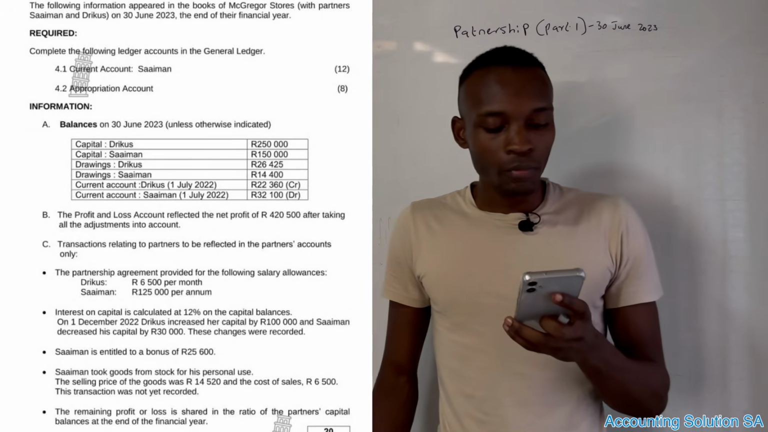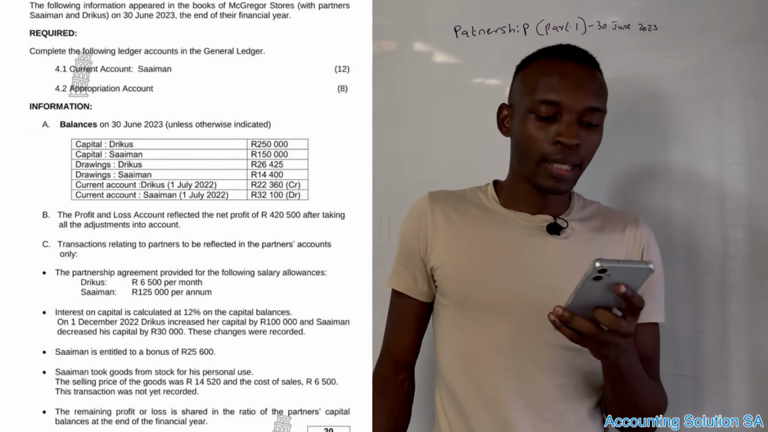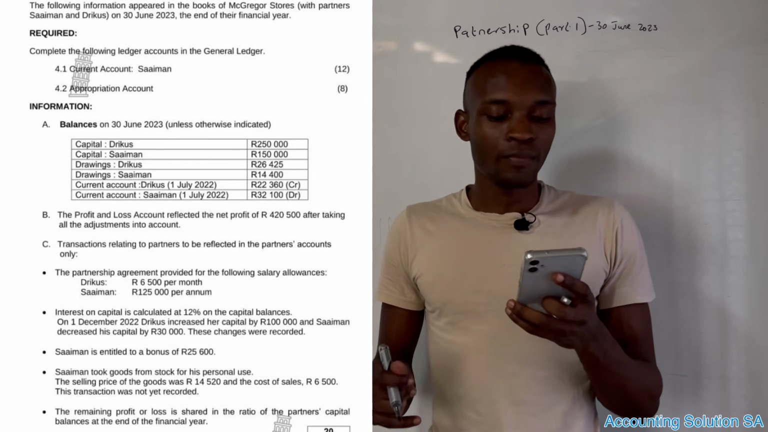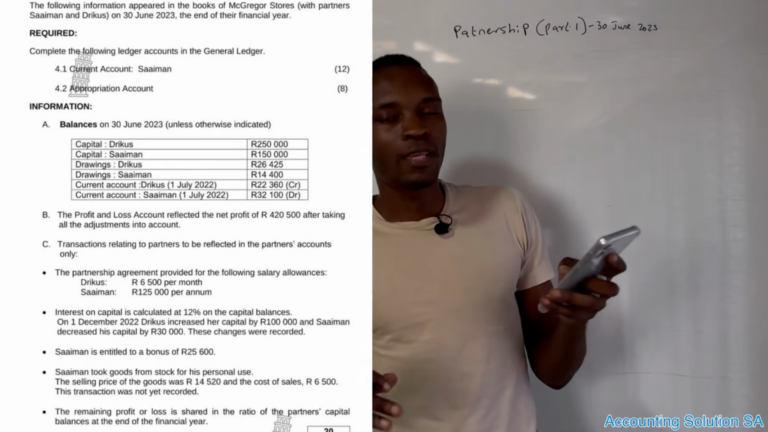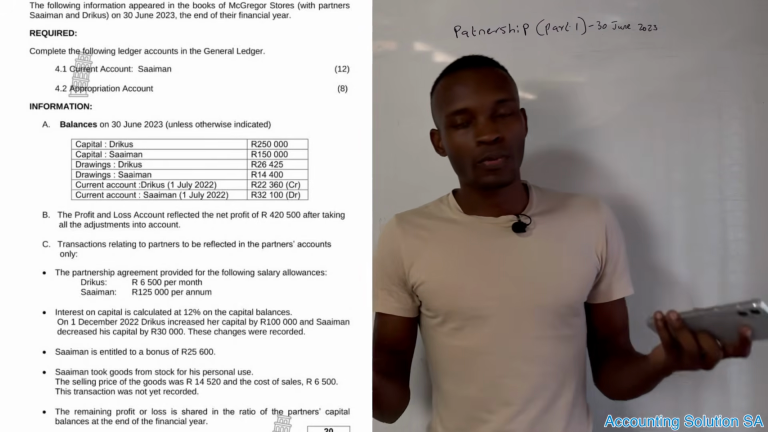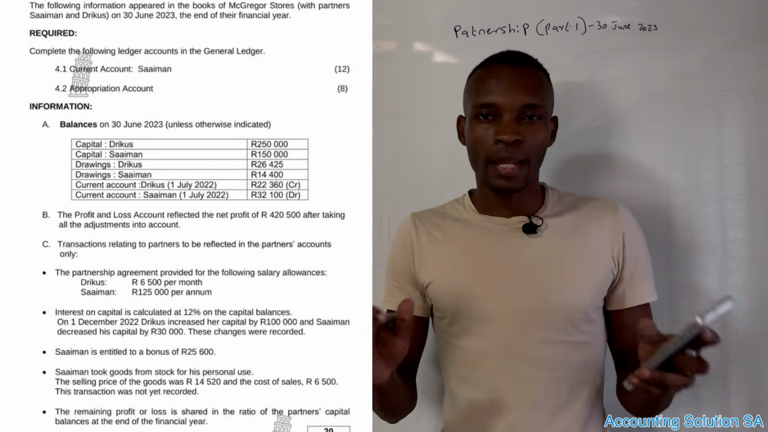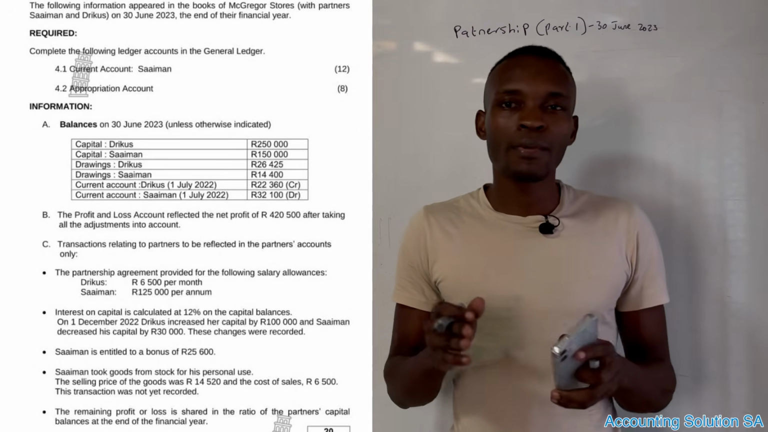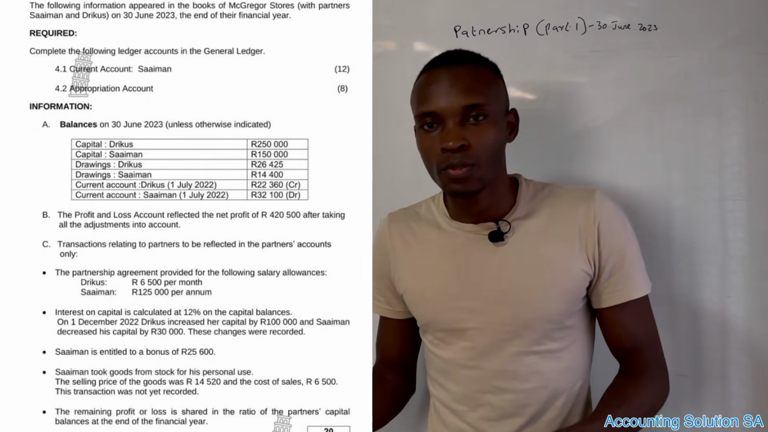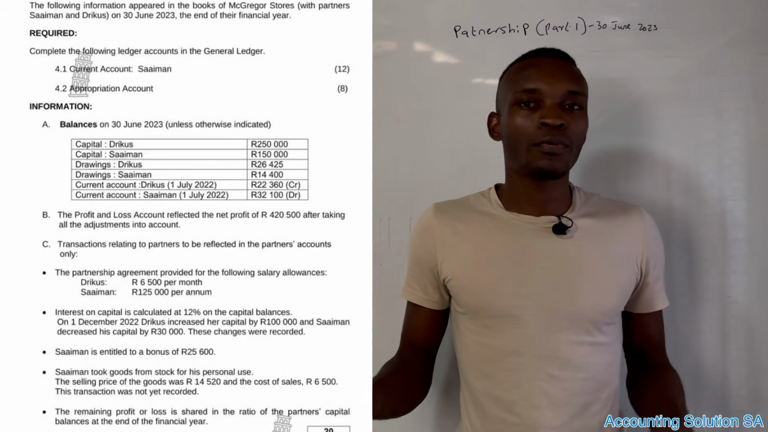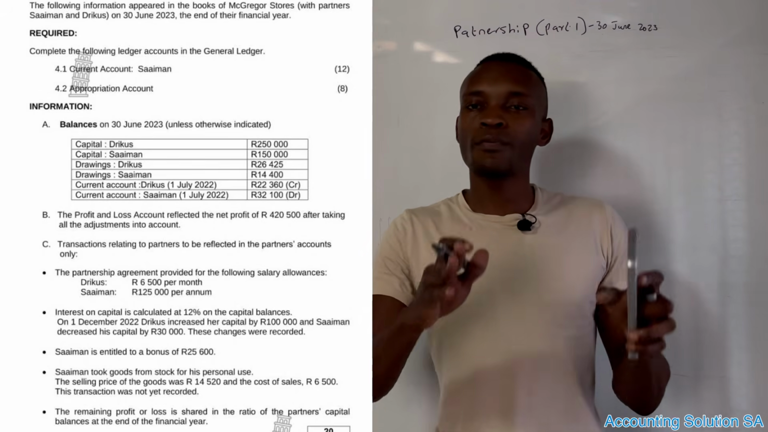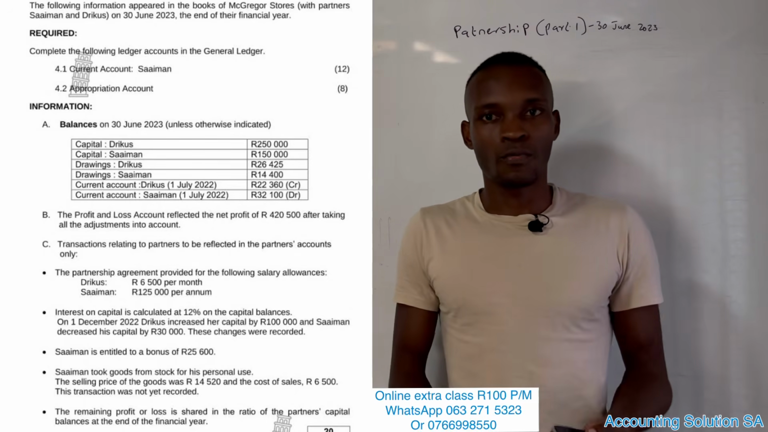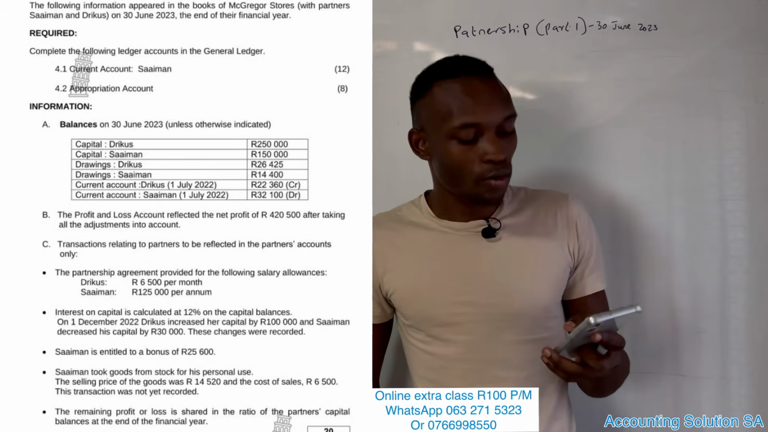Required: complete the following ledger accounts in the general ledger. Current account, but they said for Simon only, and appropriation account, which is not for one partner. This is what I also want to emphasize, guys. When we say a current account, if we have 10 partners, everyone must have his own current account. You don't record a transaction of Tabo in John's account. Tabo's account must contain only Tabo's items, but the appropriation account is for everyone. We include everyone because we want the total overall.